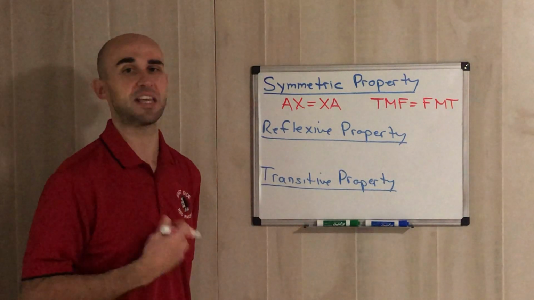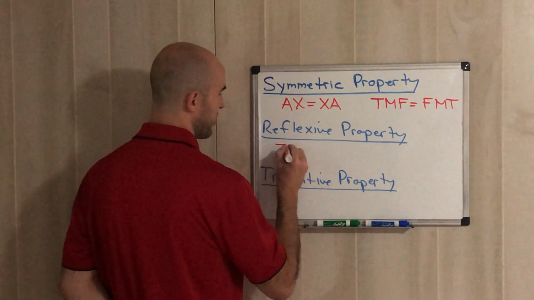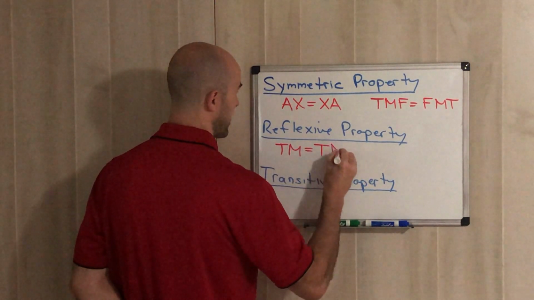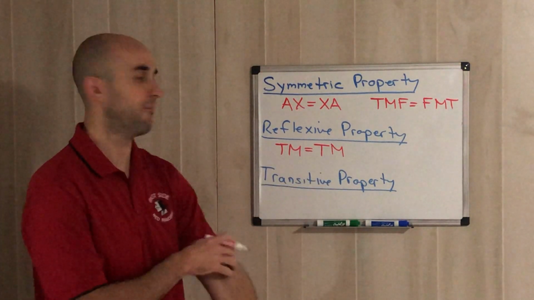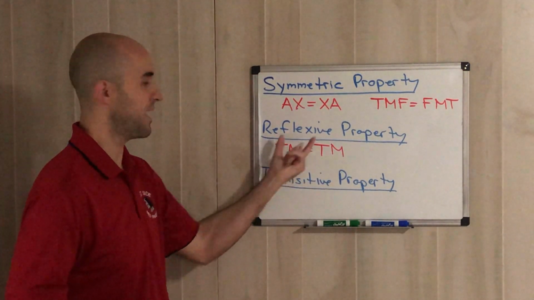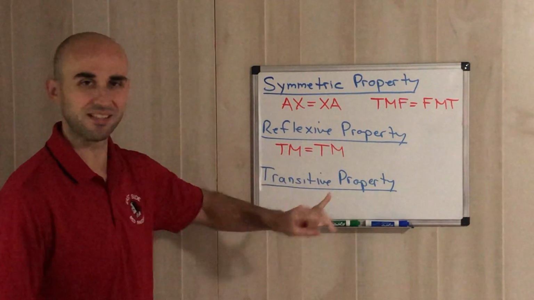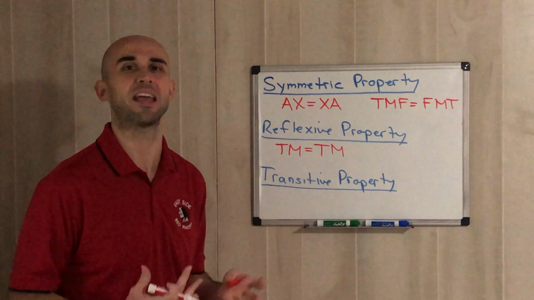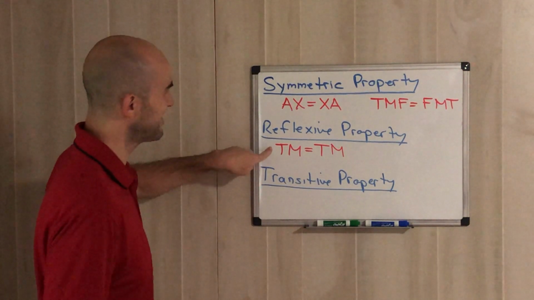The reflexive is the easiest one to remember, because the reflexive literally says that whatever you have stays exactly the same. Nothing changes, right? So if it's TM, it's going to be TM. And they're equal because it's saying that TM is equal to itself, right? Reflexive property, whatever it is, stays exactly the same. Think of it almost like a mirror: what you see is what you have, right? So reflexive stays exactly the same.